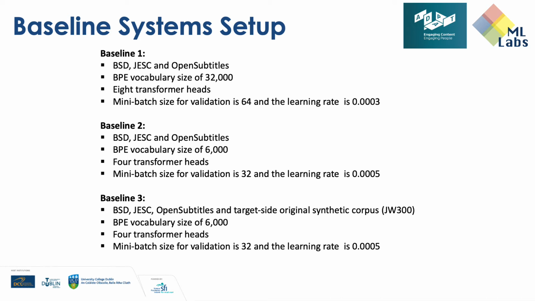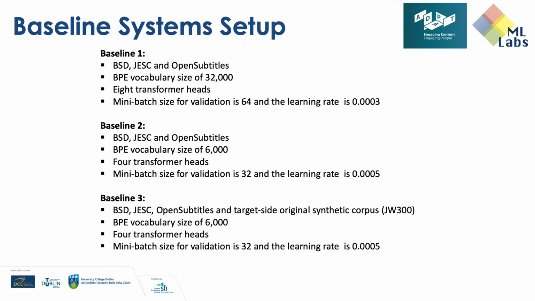So for our baseline system setup, for the first baseline, we used the BSD, JESC, and OpenSubtitles corpora. The byte pair encoding vocabulary size was set to 32,000. And then we used the same setup described by Sennrich et al. in their description of their neural MT systems for WMT 17. In the other two baselines, we made some changes to their original setup, which I will point out. So we used 8 transformer heads for baseline 1, and the mini batch size for validation and the learning rate were kept the same as their setup.